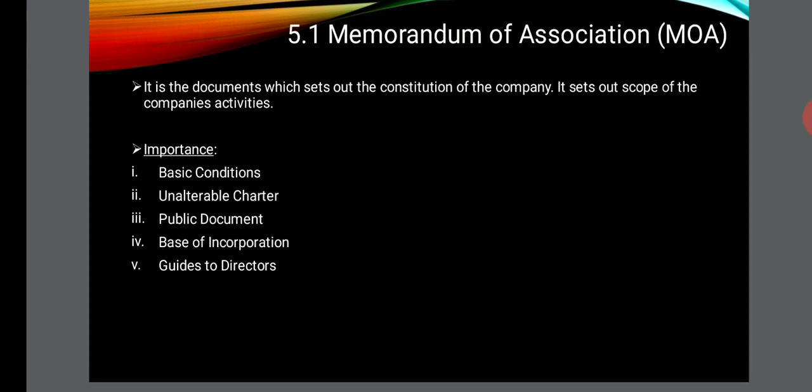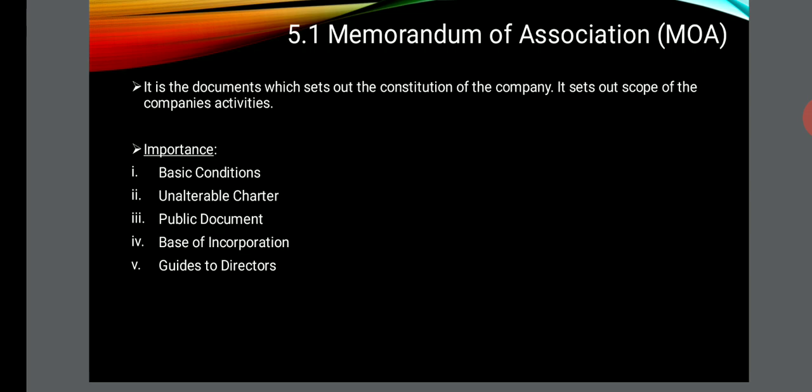Basic condition. Its importance is that it is a basic condition for the setup of the company. It is an unalterable charter. It is a public document so that the public may know for what this company has been set up and what is the motive behind setting up of this company. The base of incorporation: it is the basis of incorporation. Without the MOA, no company can be set up.